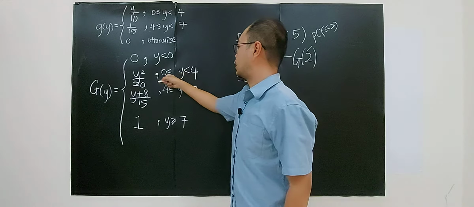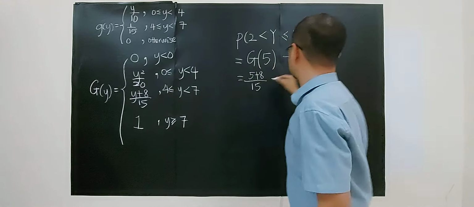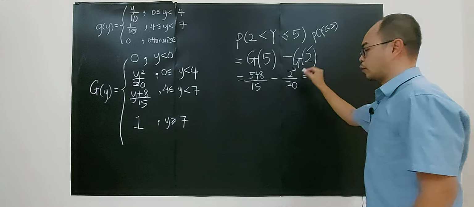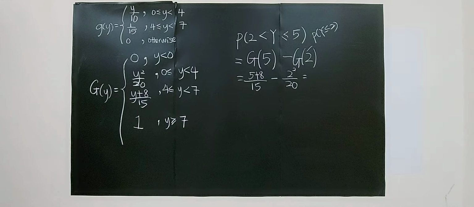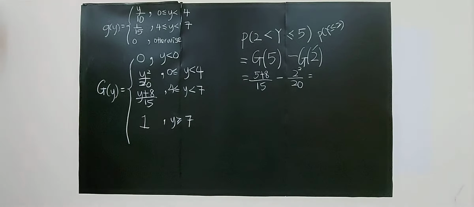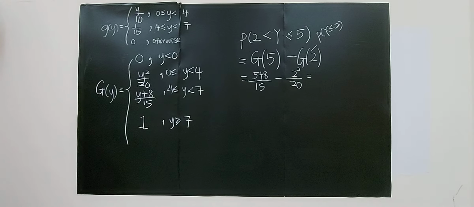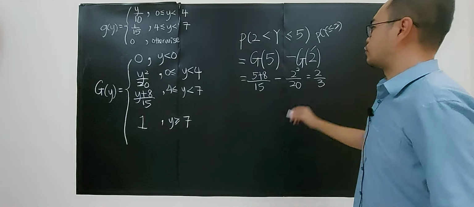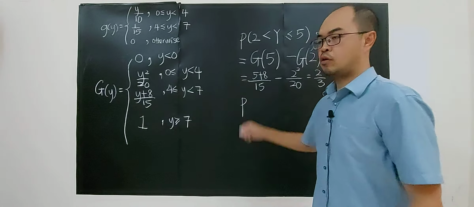0 to 4 is between, so if you substitute 2, you have 2 squared over 20. Then you will get your required probability, which is 2 over 3. The value is 2 over 3. So let's say, okay, I give you more variety.